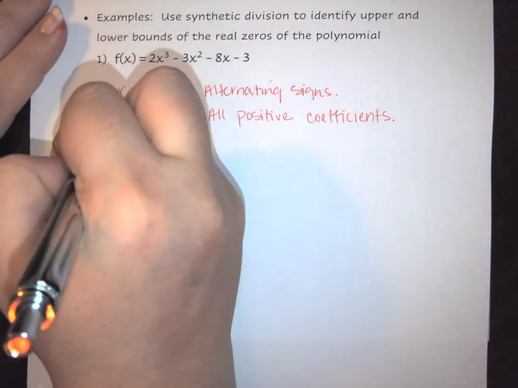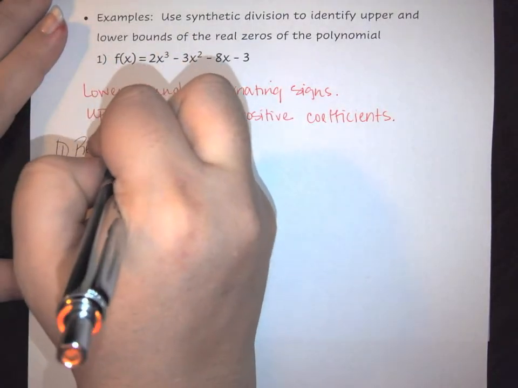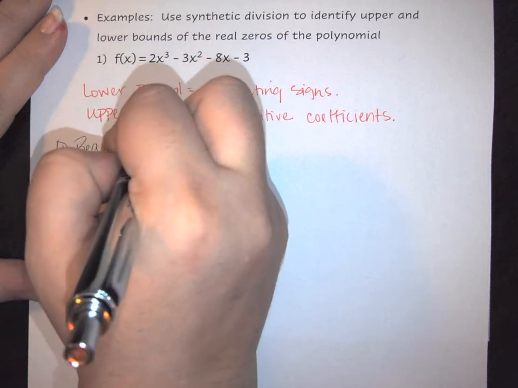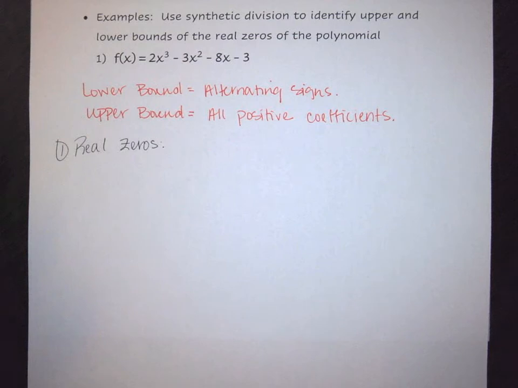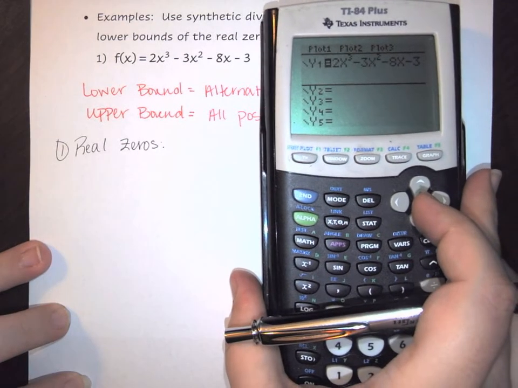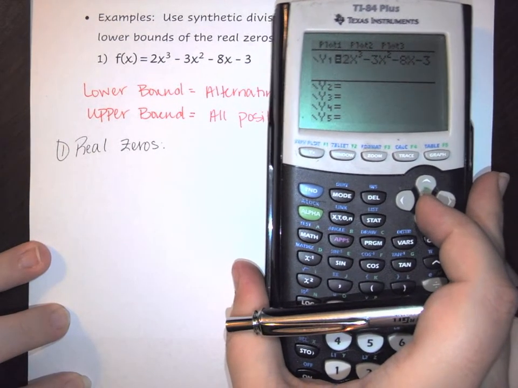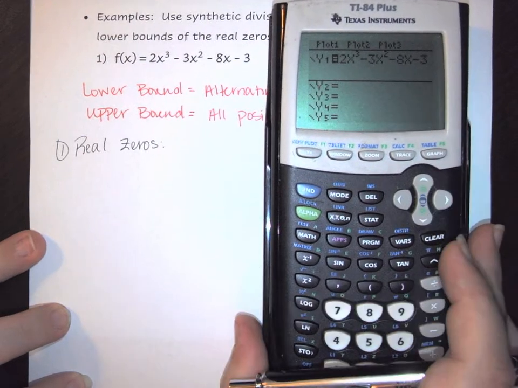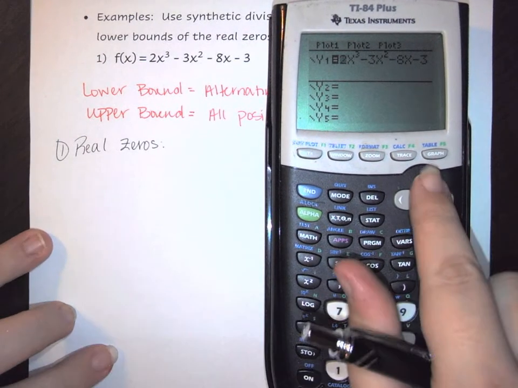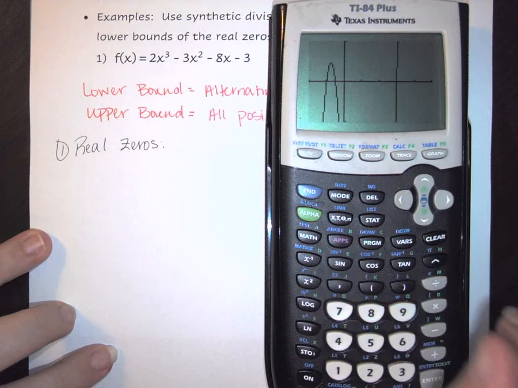Now the very first thing that you want to do is find your real zeros, and the easiest way is to use your calculator. So the first thing we want to do here is know your real zeros, because that is going to give us the pool that we are going to pull from. You would input your equation. You can see I've already done that.